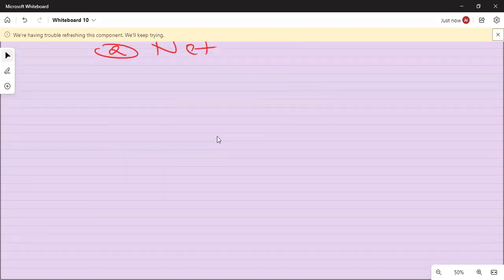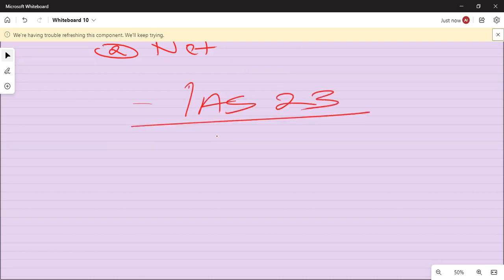IAS 23. Let's say, for example, you borrowed 10,000 naira, and this 10,000 naira that you borrowed is for you to develop a qualifying asset. Maybe it's for the construction of a certain asset. So you borrow 10,000, and it's for the production of a qualifying asset.